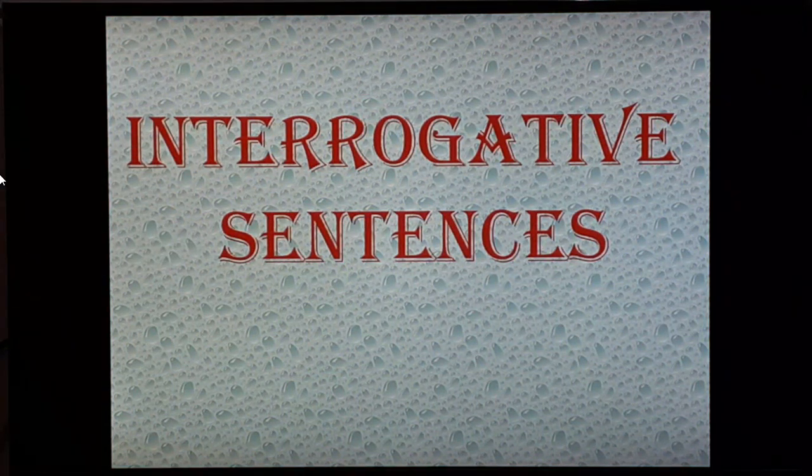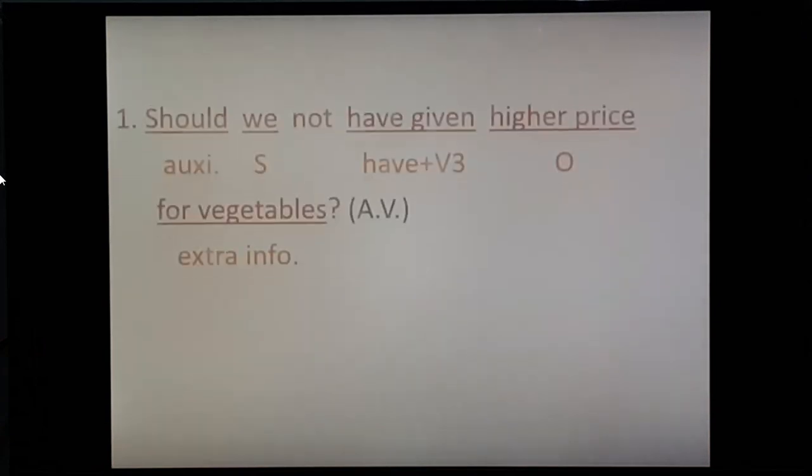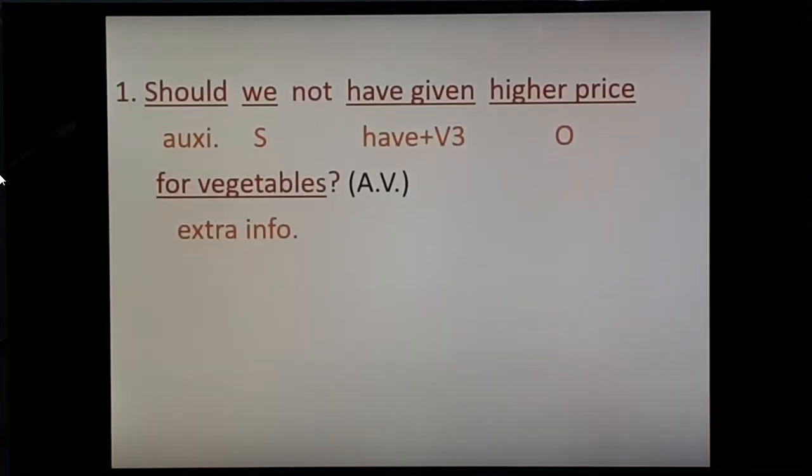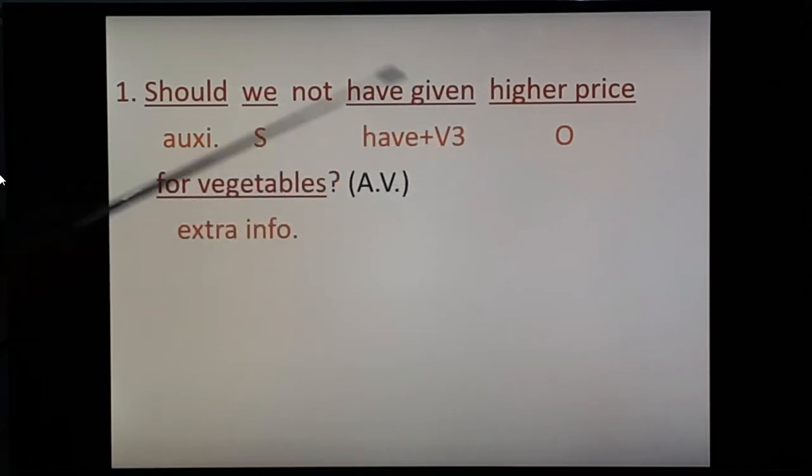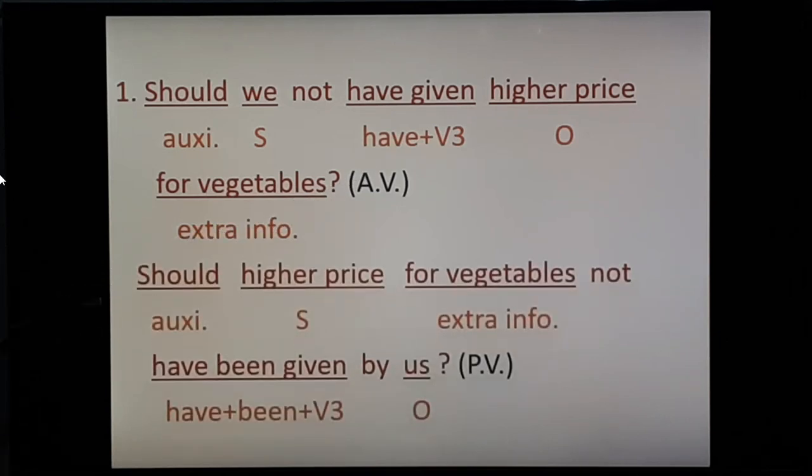Interrogative sentences. Should we not have given higher price for vegetables? So should, auxiliary verb, we, subject, not is given, have given. So have, then V3 form, then higher price, that is an object, and for vegetables that is an extra information. This is active voice. How to turn this to passive, that we will see.